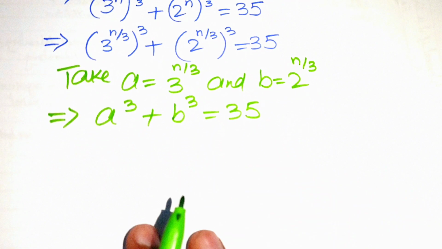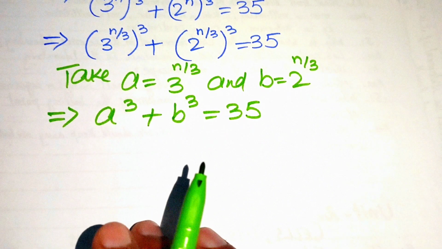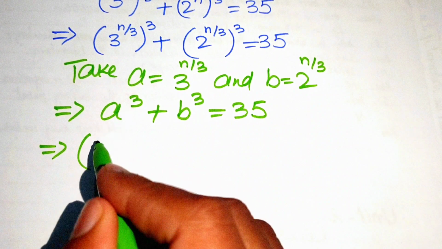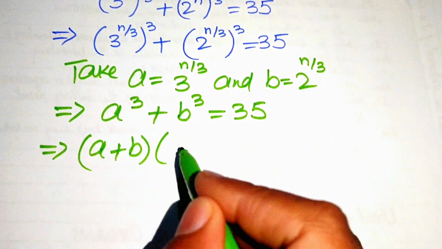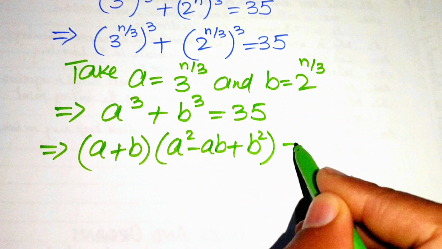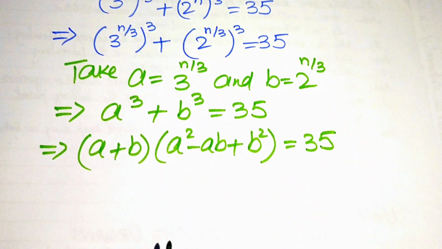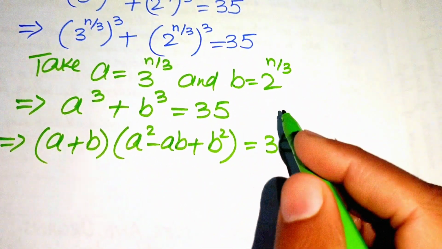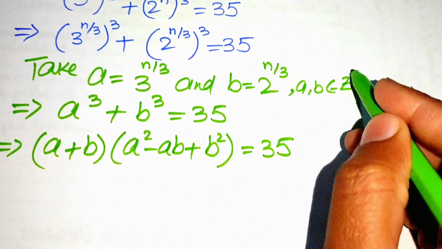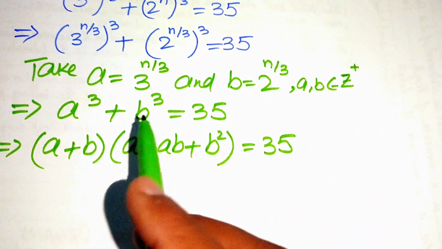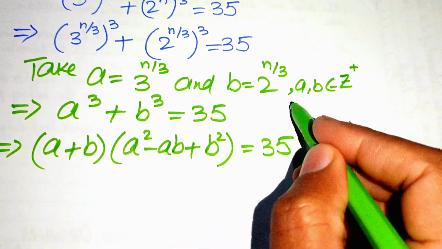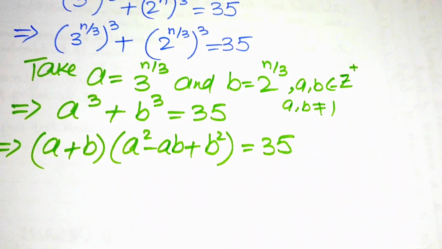And now in the next step we apply the cubic formula on the left hand side, and we get a plus b times a squared minus ab plus b squared equals 35. And here you must remember one thing: a and b must be positive integers, because a and b are exponential functions, and the other condition is that a and b are not equal to 1.